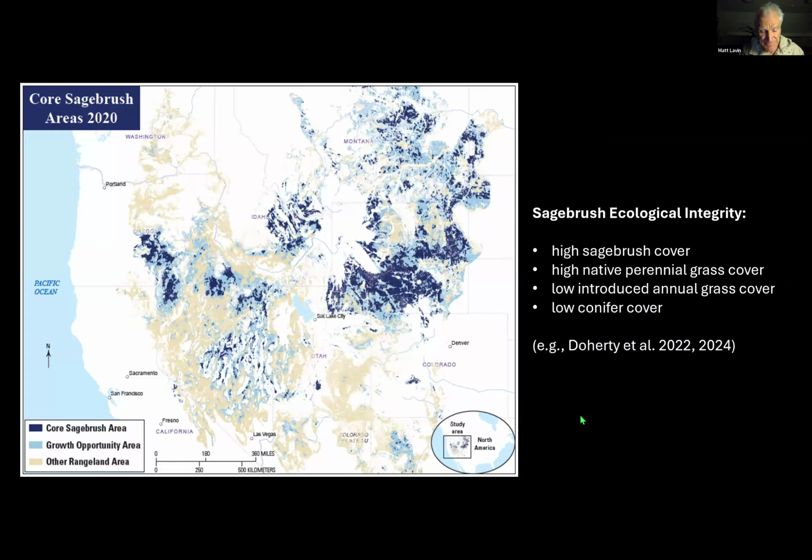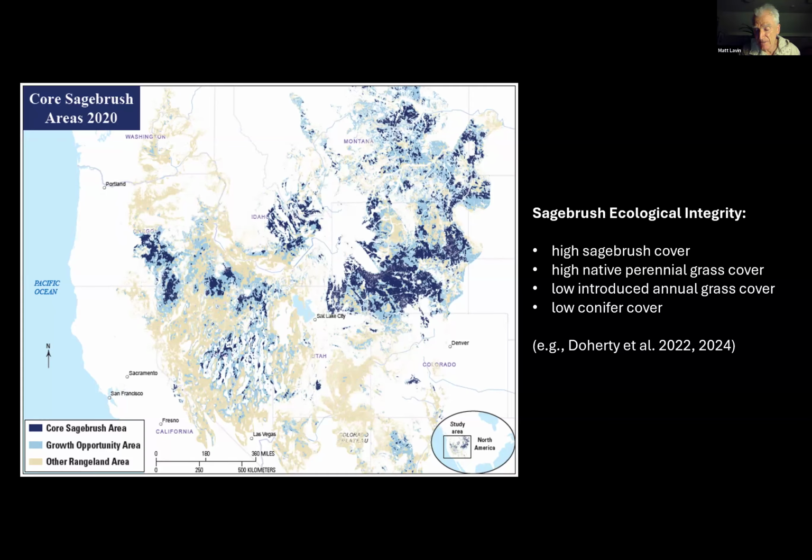So core sagebrush areas today represent about 33 million acres. That's the estimate, down from an original estimate of 250 million acres of sagebrush steppe, say prior to the middle 1800s. These core sagebrush areas are identified using remotely sensed data, which reflect in part high sagebrush cover, high native perennial grass cover, low introduced annual grass cover, and low conifer cover.